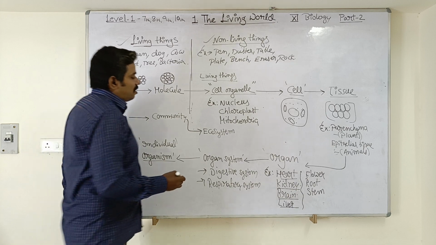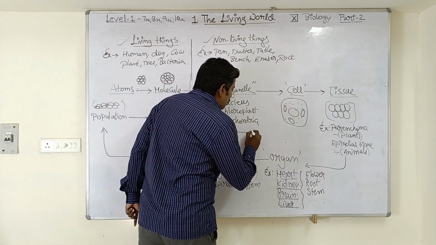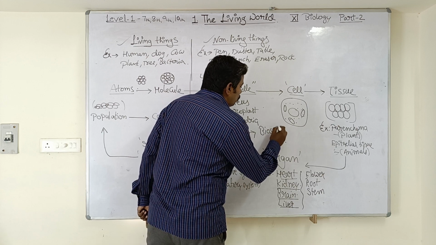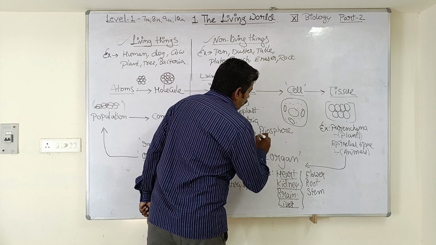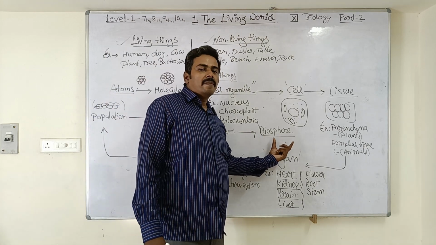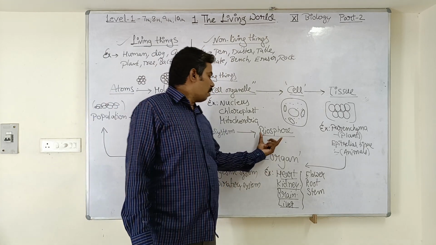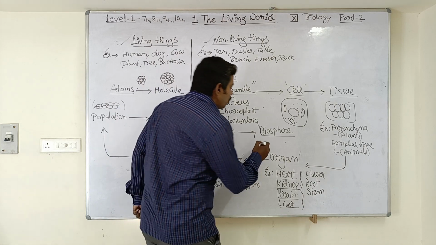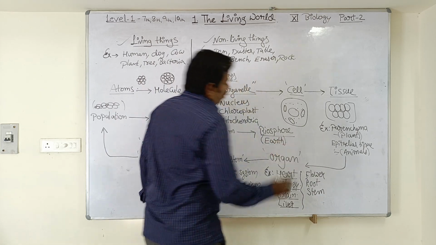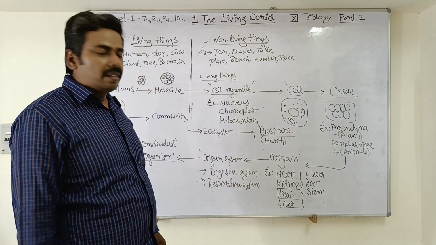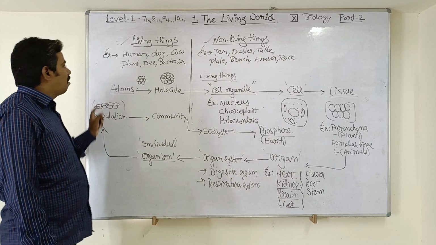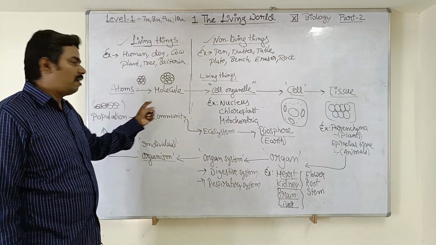So, next, several ecosystems will finally give rise to what is called the biosphere. So, biosphere is the ultimate level in the organization of life. So what is the meaning of biosphere? Biosphere is nothing but earth. Okay, so these are the different levels of organization of living organisms.